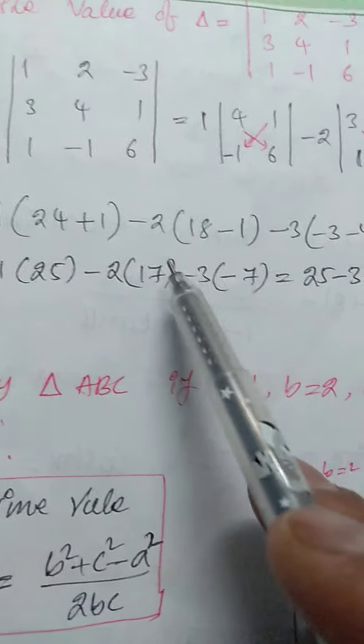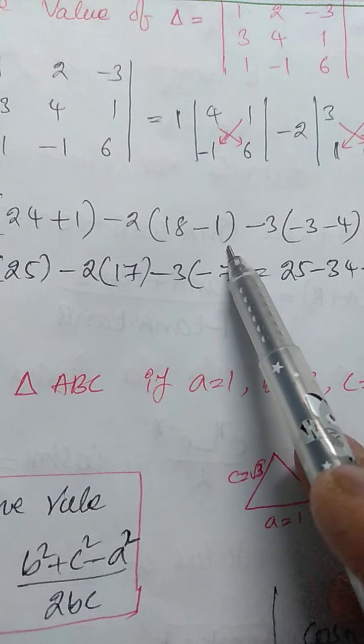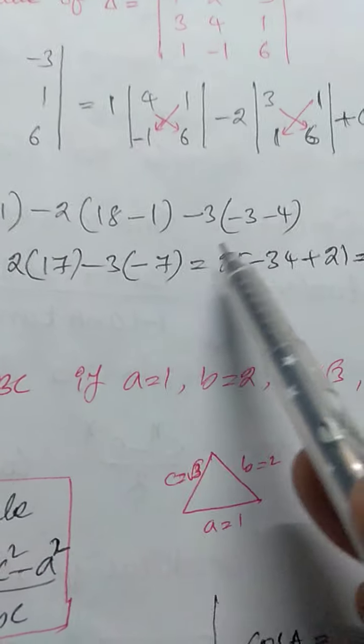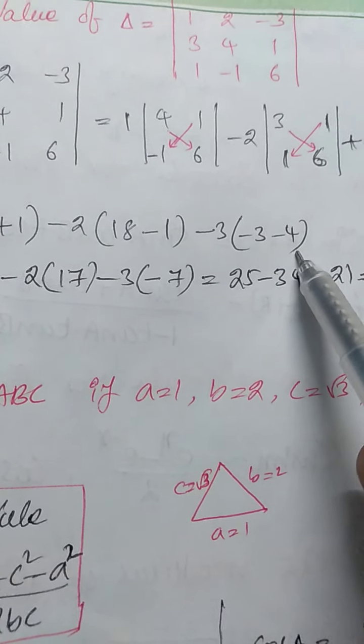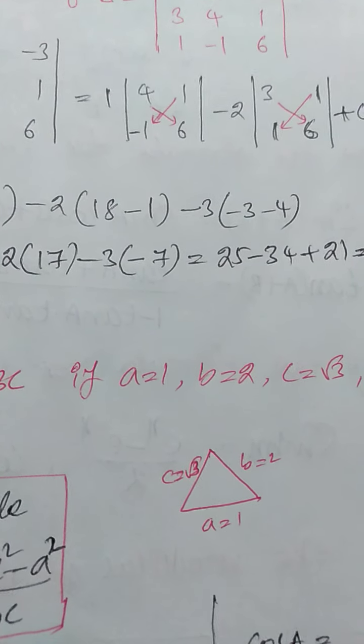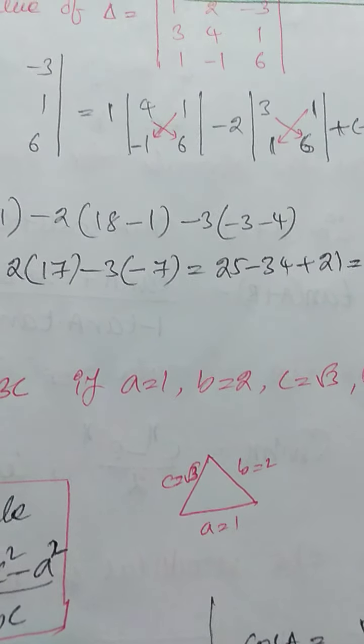1 into 25 is 25. 18 minus 1 is 17. 17 2s are 34, minus 34. Minus 3 minus 4 is minus 7. Minus 7 into minus 3 is 21. By simplification, we get 46 minus 34 is equal to 12. Therefore, the determinant value delta is equal to 12. This is the required solution.